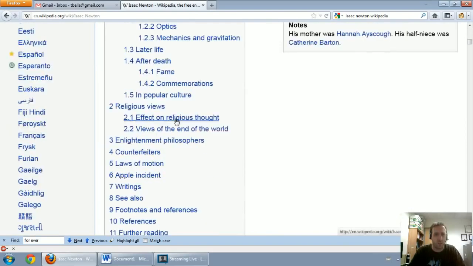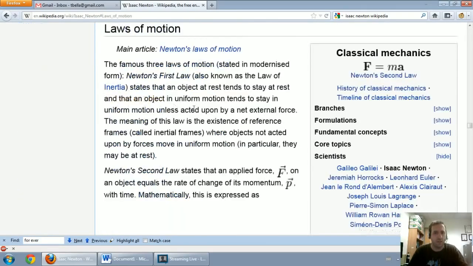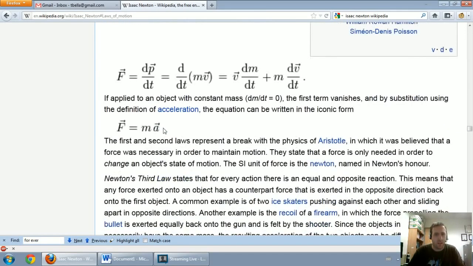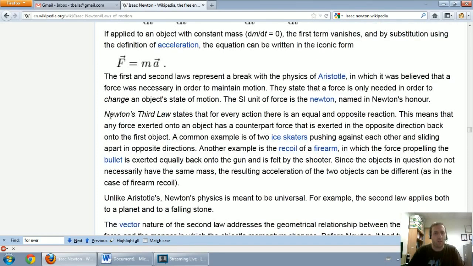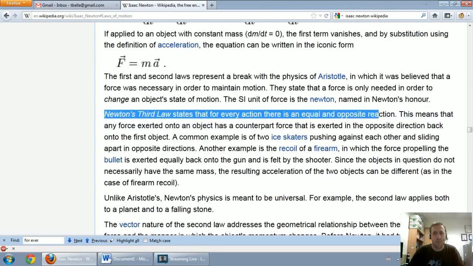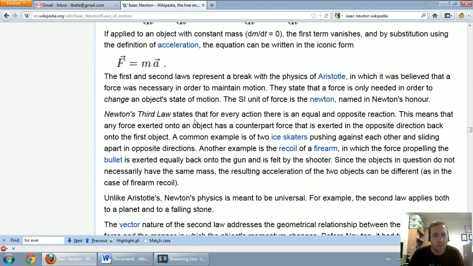So let's see. Laws of motion. There we are. His first law says an object at rest tends to stay at rest. His second law is this formula: force equals mass times acceleration. But his third law is the one I want to talk about now. It says, Newton's third law states that for every action, there's an equal and opposite reaction.